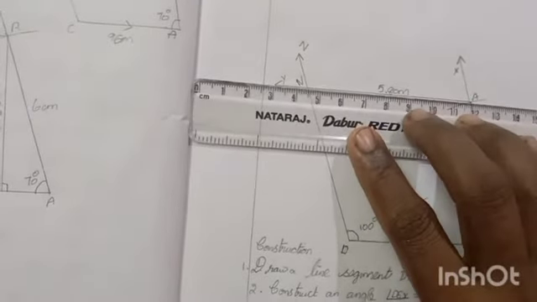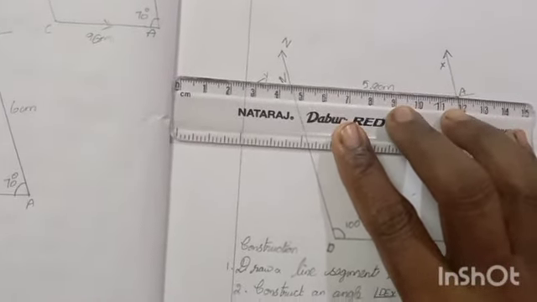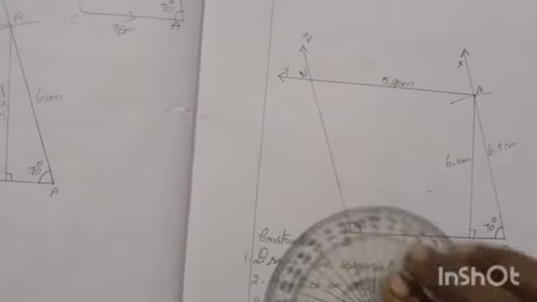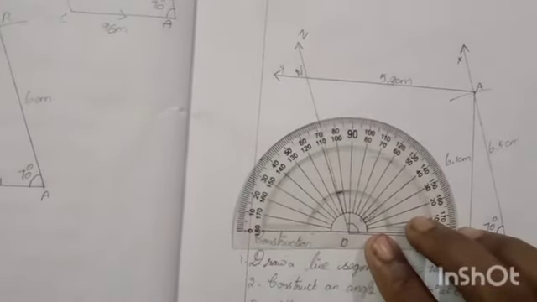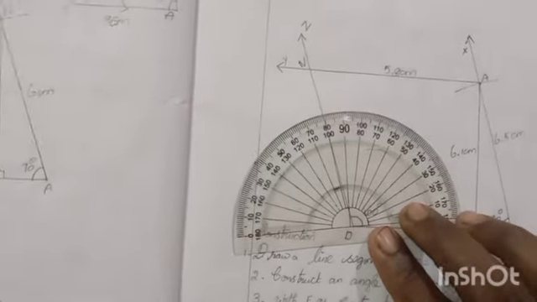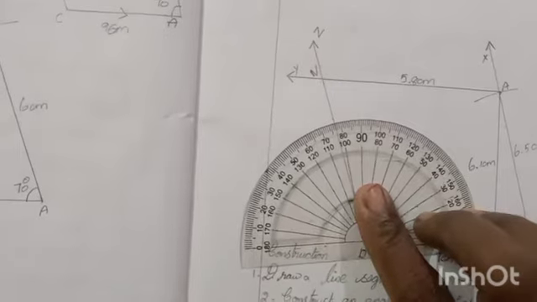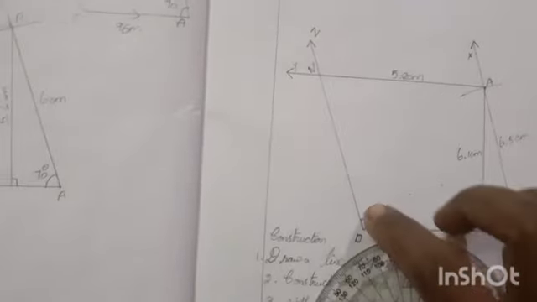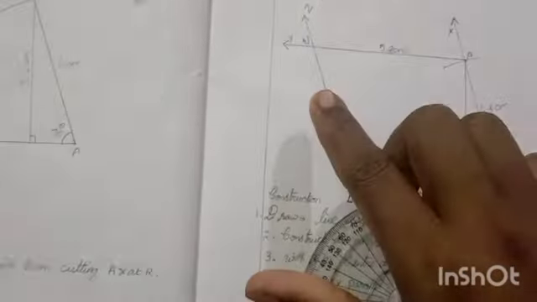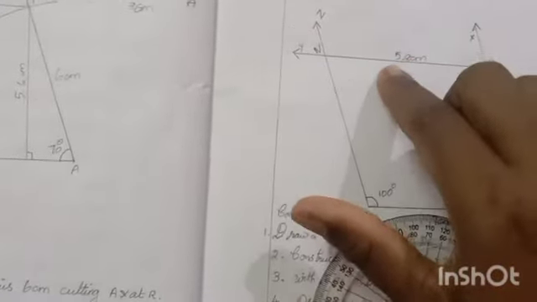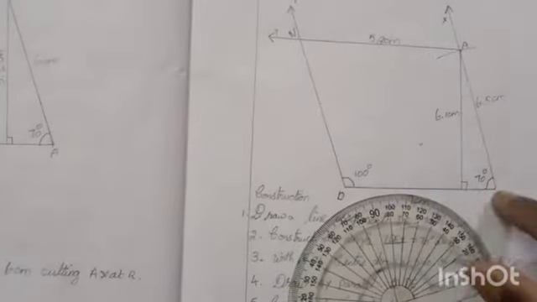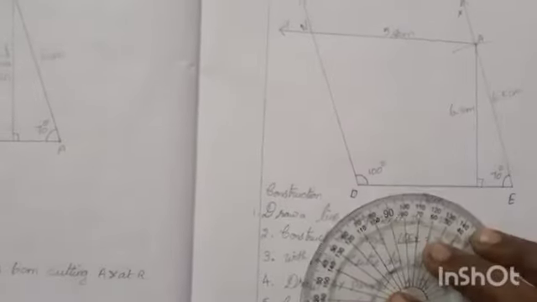Through this point you have to draw one parallel line. Then from D, at angle D, you have to measure 100 degrees. Keep the protractor properly at 100 degrees. Then through this point you have to draw another ray. The meeting point of the parallel line and the ray, you have to name N. Now we get the required trapezium. We need to find the height. The altitude we need to draw.